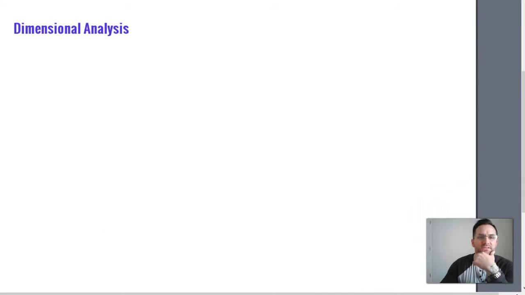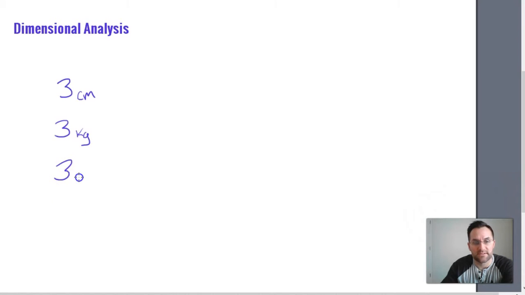Alright guys, for this lesson let's talk about something called dimensional analysis. Dimensional analysis is just the mathematical combination of units of measure. So let's say we have 3. Without some sort of unit of measure following it, let's say centimeters, which is a measurement of length, we could say kilograms, right?